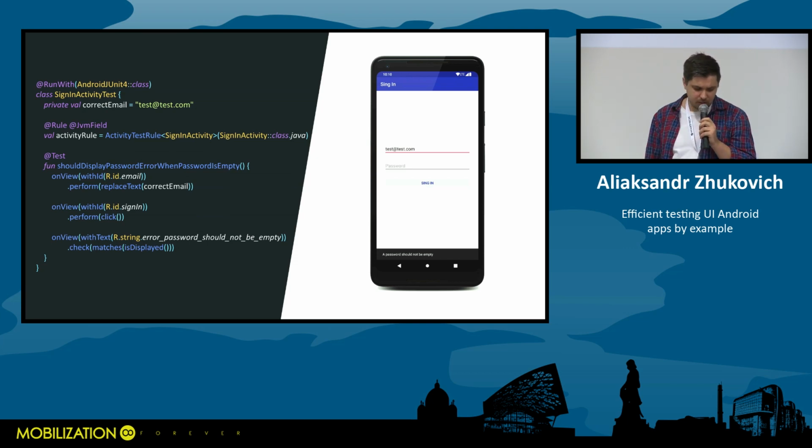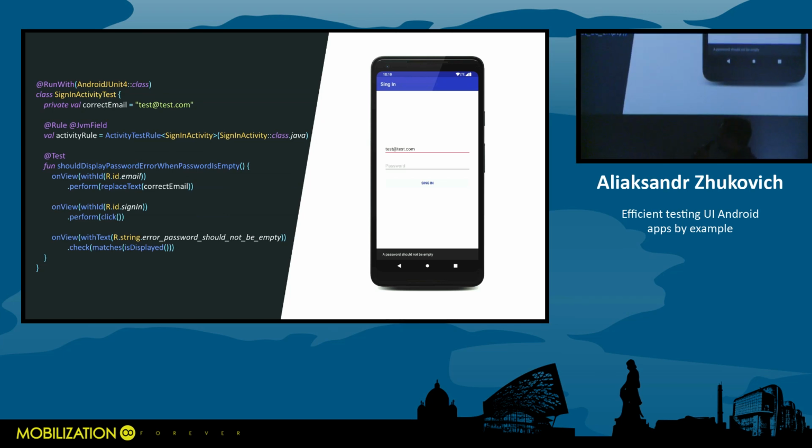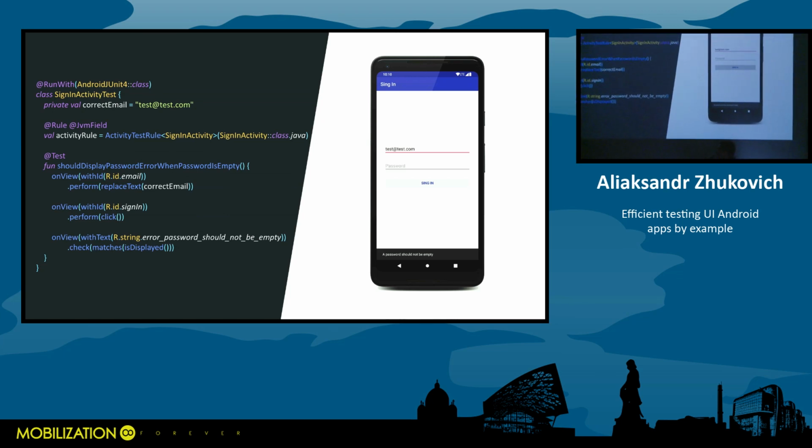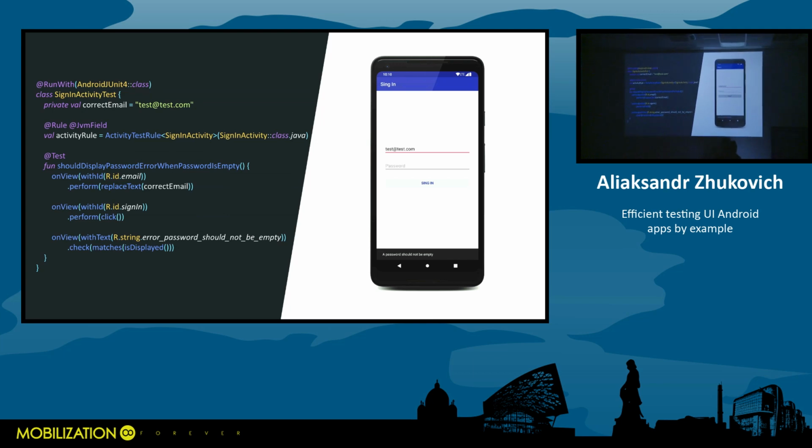And here we can verify the login screen. Can you see something on the screen? Okay, first of all, we are looking for a view with ID email and entering some email. After that, we press the sign in button, and finally we verify that we can see this error. As you can see, here we use the Espresso framework, which is pretty simple, even for people who don't use this framework at all.